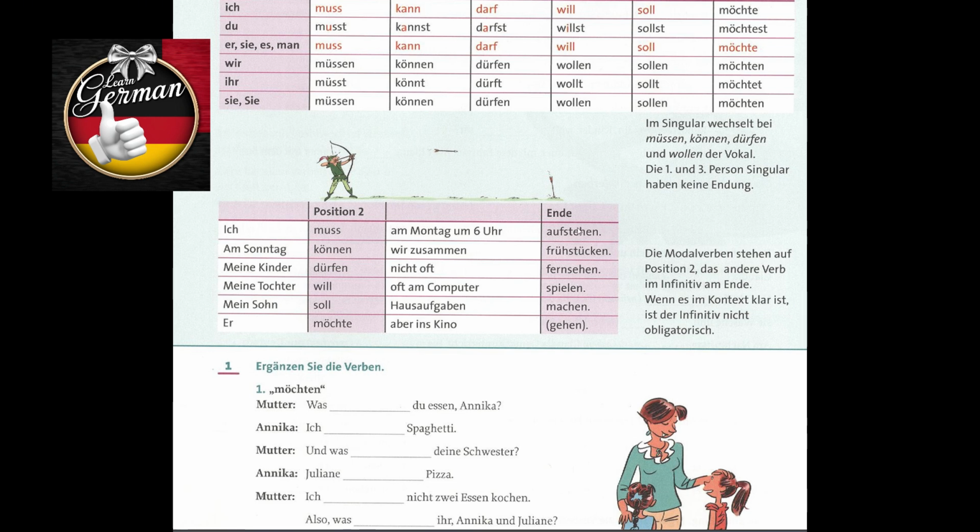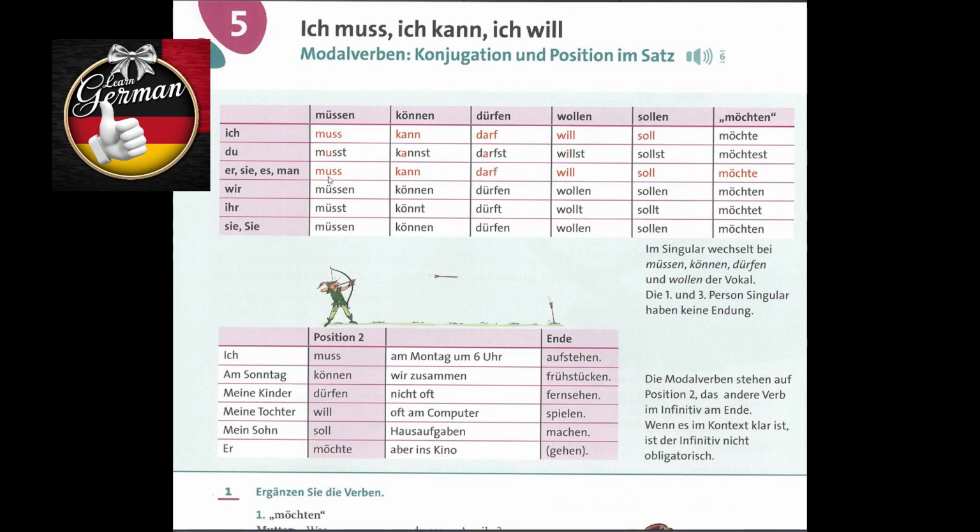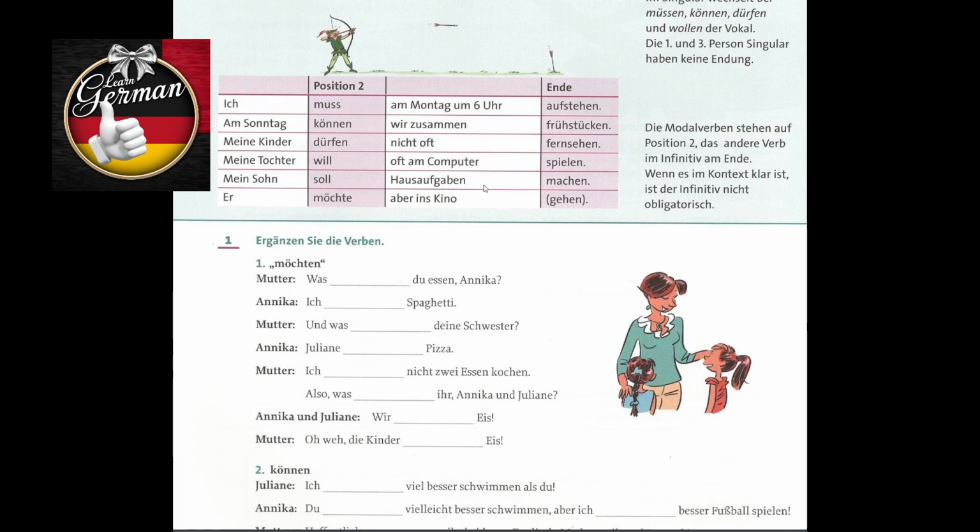For example, in the last sentence, möchte aber ins Kino, but he would like to go to the cinema. In German you don't need this gehen, to go, to the cinema, and this is why I said if there's a second verb, then it's in infinitive form. So learn the conjugation here, and then we scroll down.